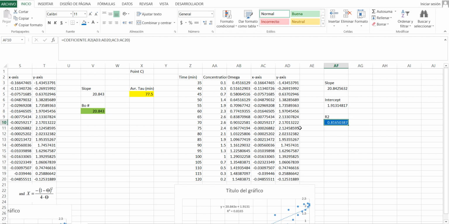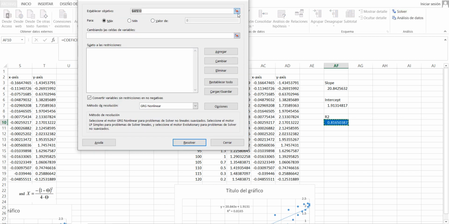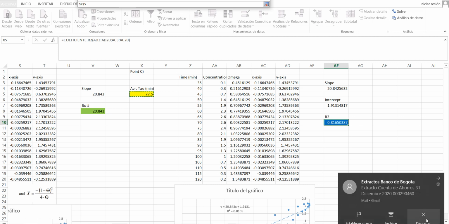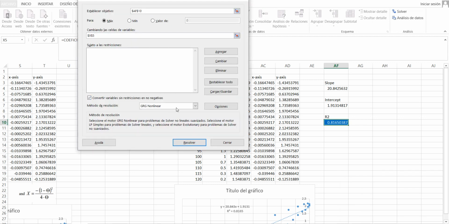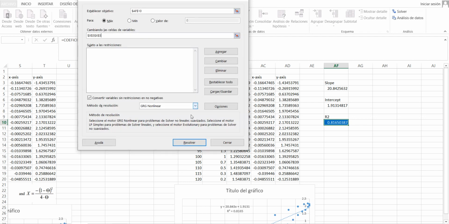So to do that, we go to data. Sometimes the solver tool is not activated in Excel. If it's not in your Excel, you can watch a video on YouTube on how to activate it. It's fairly simple, but I'm not going to do that here. As I said, we're going to maximize the R-squared coefficient to make the model as linear as possible. And what are we going to change? As the problem says, we're going to vary the average residence time.